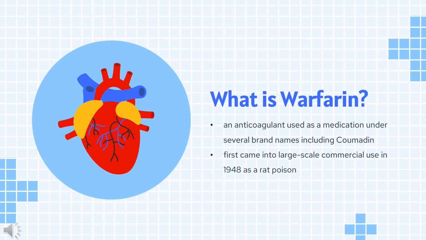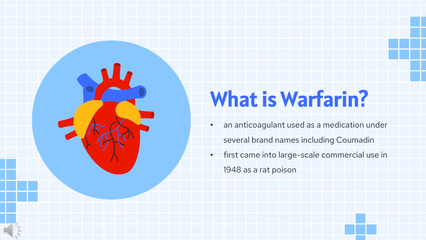What is warfarin? Warfarin is an anticoagulant used as a medication under several brand names including Coumadin. While the drug is described as a blood thinner, it does not reduce viscosity but rather inhibits coagulation.